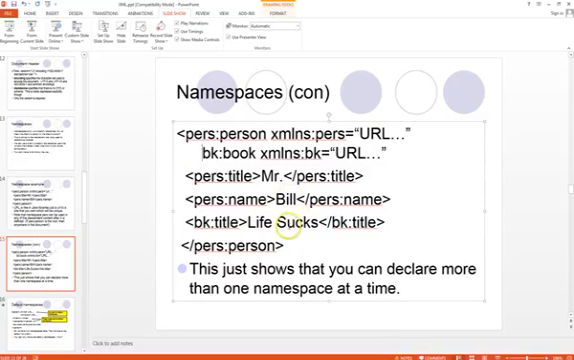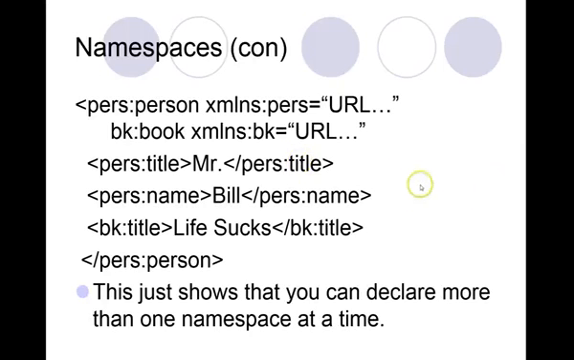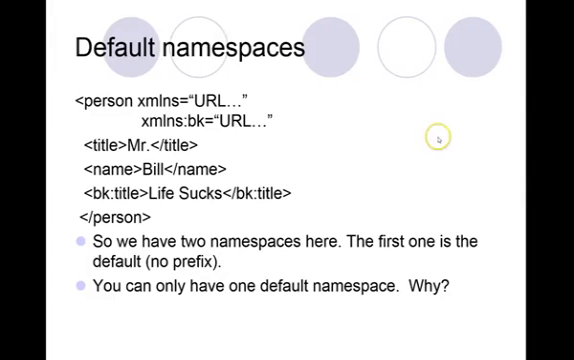but down here, Bill has the name of his book called Life Sucks, and that's a title, and that's from the book namespace, okay? So you can declare more than one space, and this really shows you how we use the two namespaces or multiple namespaces to disambiguate things. So again, I have a title in the realm of person, that's like a person's title, and then I have a title in the realm of a book, which is simply the name of the book. Okay, I hope that's clear. Sorry I had to fix the slide there.